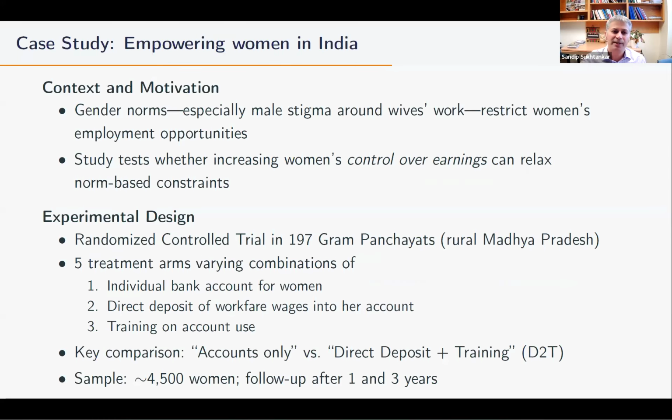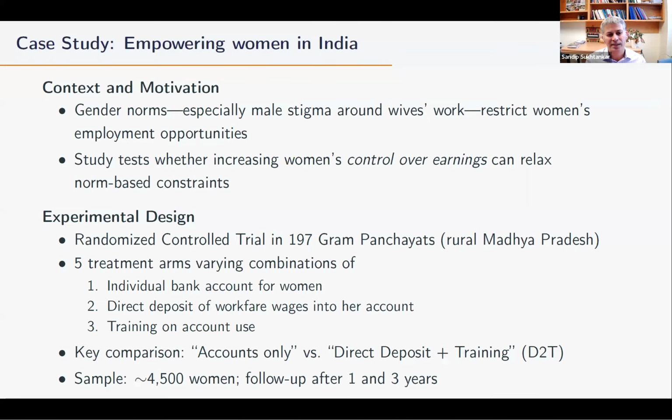So this is a really nice experiment done in India, where the female labor force participation rate is actually very low. It's surprisingly low for a country at the stage of development that India is in. And so what this study does is it tests whether increasing women's control over their own earnings can relax some constraints that are relying on norms that men say their wives shouldn't work outside the house.